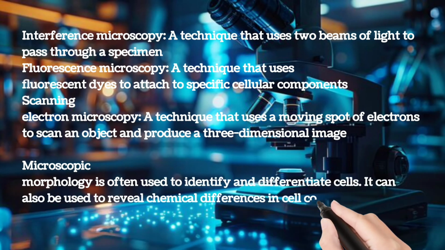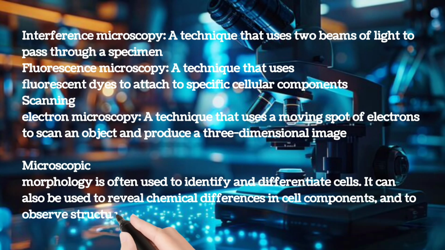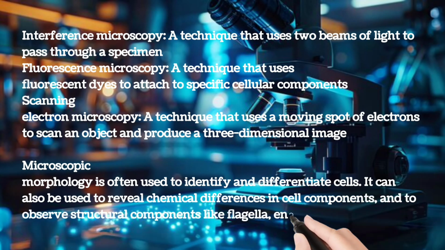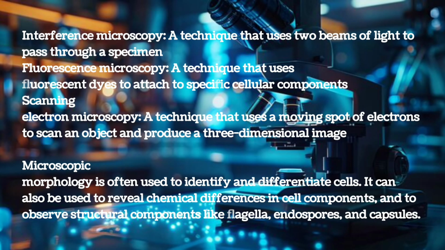Microscopic morphology is often used to identify and differentiate cells. It can also be used to reveal chemical differences in cell components, and to observe structural components like flagella, endospores, and capsules.